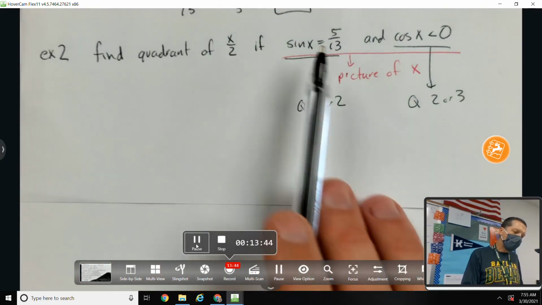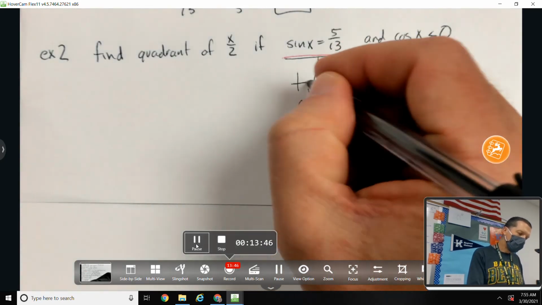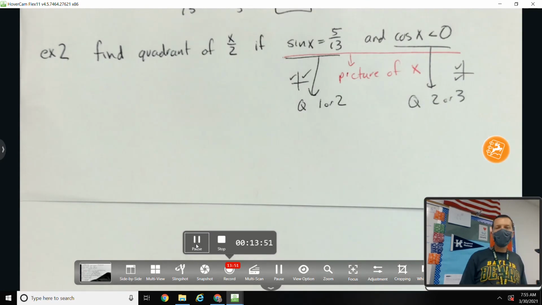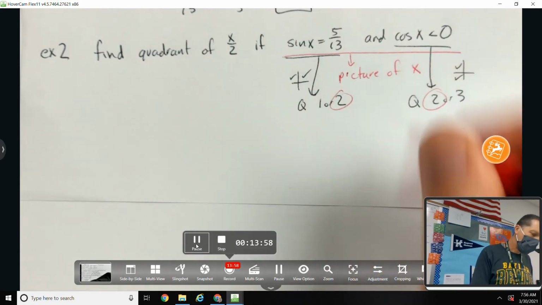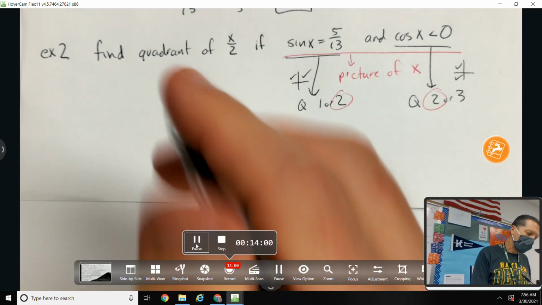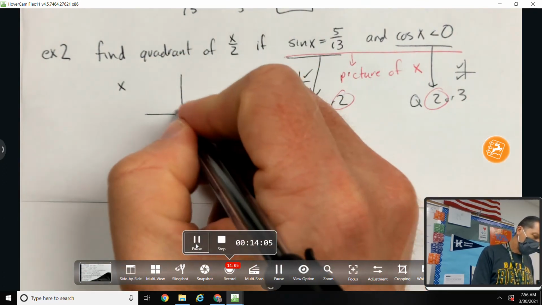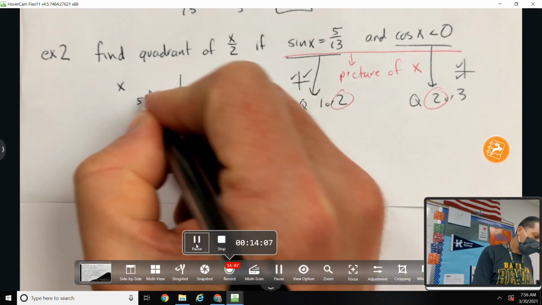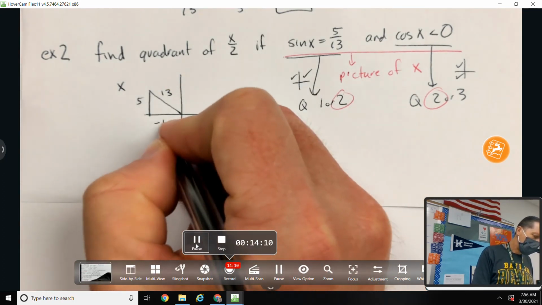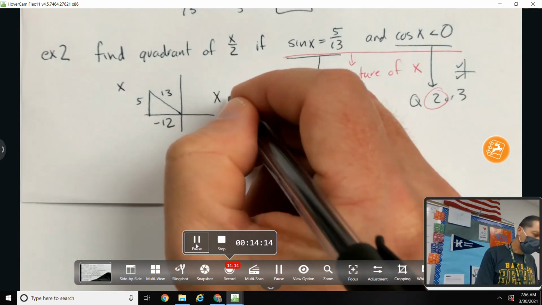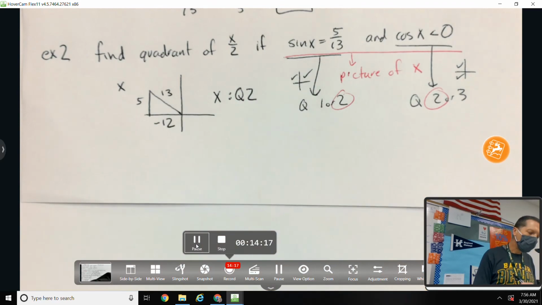So if sine is positive, you're in quadrant 1 or 2, right, the up quadrants. If cosine is negative, you're in the left quadrants. So if you need to be up and to the left, you got to end up in quadrant 2. Now, that's not the answer to the question. That's for x. So quadrant 2, opposite over adjacent. Missing side to be 12 and is negative. So x is in quadrant 2.